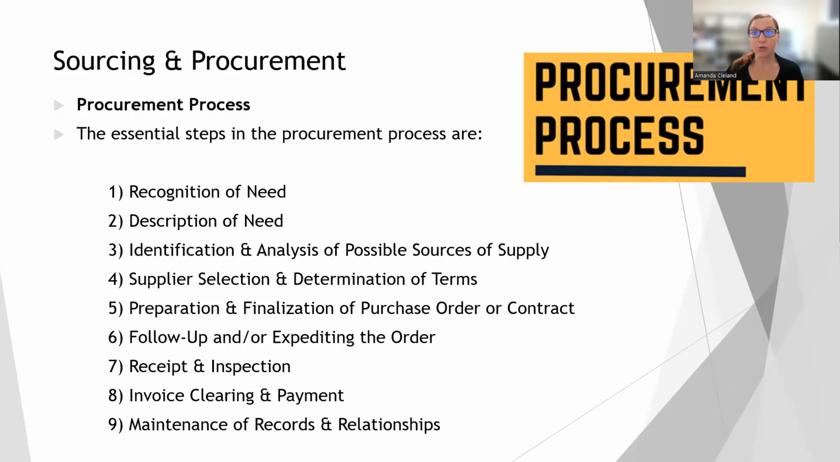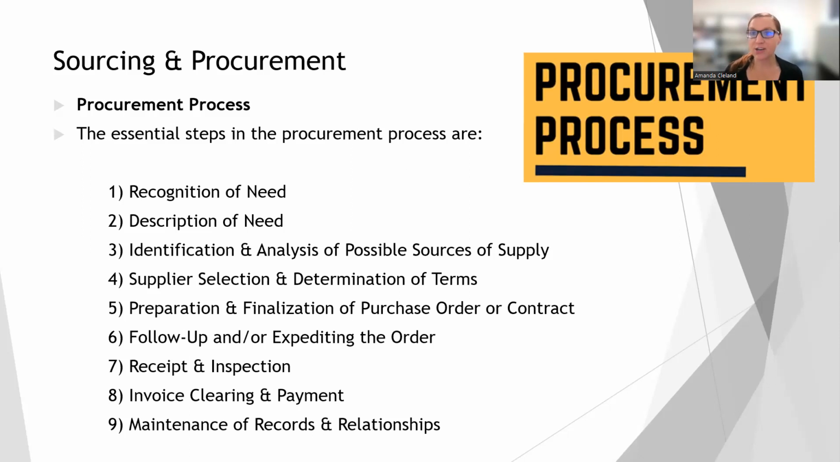So first, we've got a recognition of need. Second, we've actually got to describe what that is. What is the actual description of the need? We need to be able to put it in words. Then we've got our identification and analysis of possible sources of supply. Then we've got our supplier selection and determination of terms. Next, we've got our preparation and finalization of our purchase order or our contract. 6, we've got our follow-up or expediting of that order. 7, we've got a receipt and inspection. 8, we've got our invoice clearing and payment. And 9, we've got our maintenance of records and maintenance of those supplier relationships.